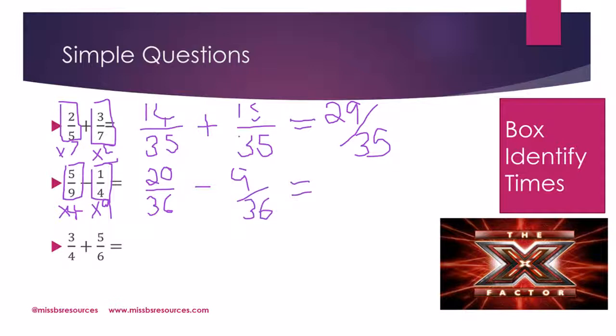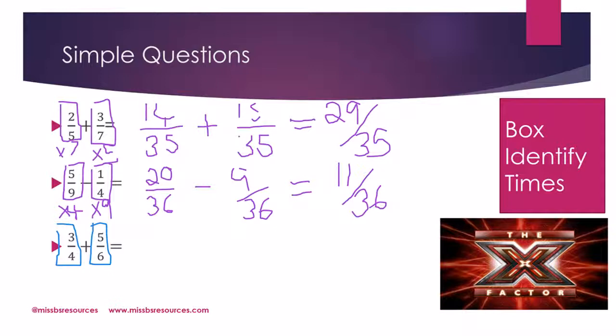Last but not least, we're going to look at 3/4 add on 5/6. So we're going to box them. Then we're going to identify what we're multiplying by, the opposite denominator, the opposite bottom number. We're going to multiply the first one by 6 and the second one by 4.